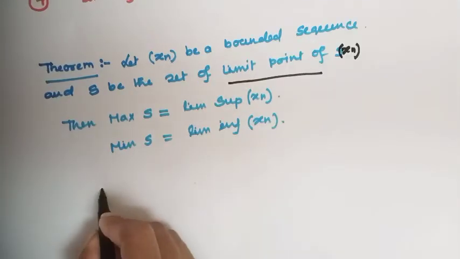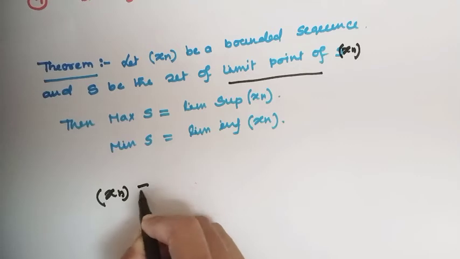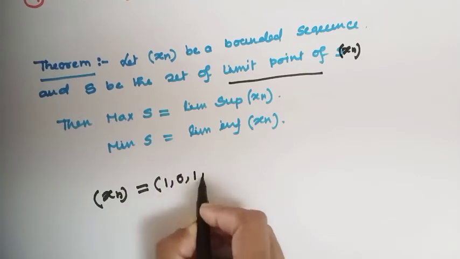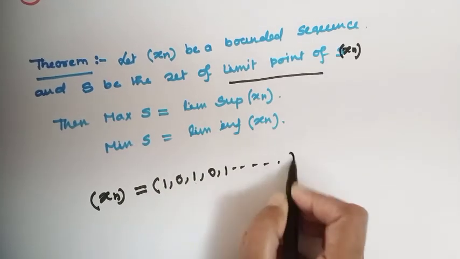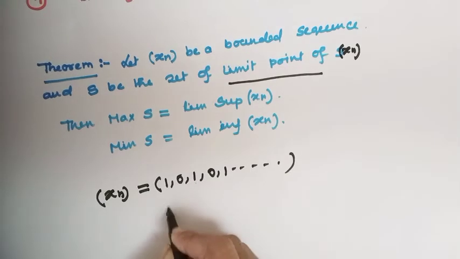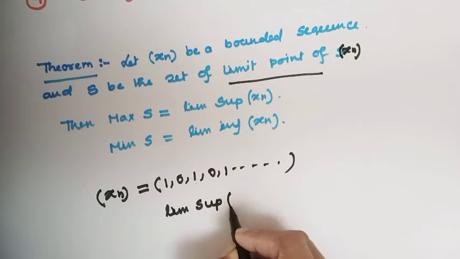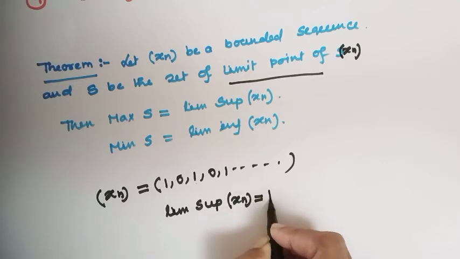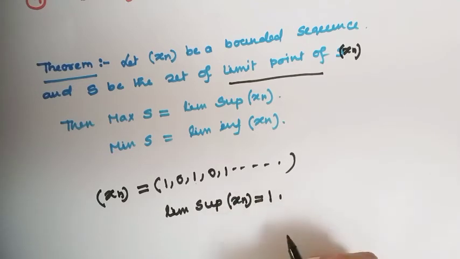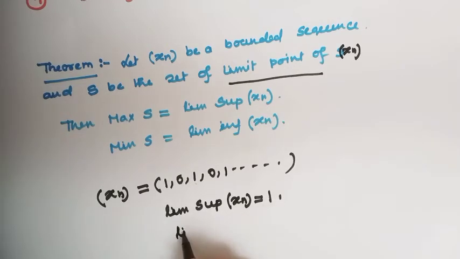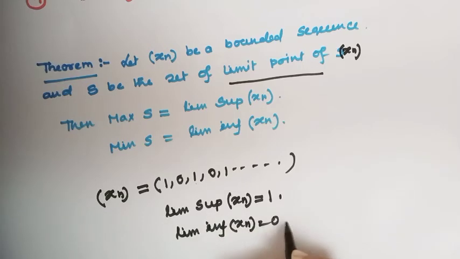Let's consider a sequence xn equal to 1, 0, 1, 0, 1 and so on. What is limit superior? One. And what is limit inferior? Limit inferior of the sequence xn equal to 0. Have you understood? Alright.